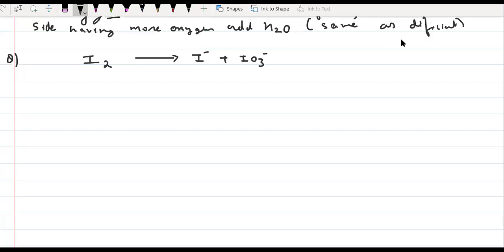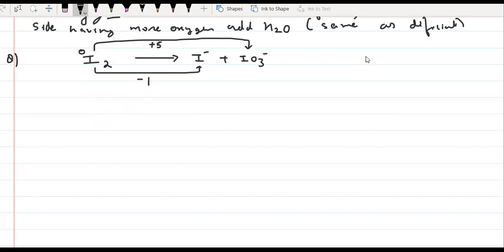Disproportionation, right? Not decomposition. Disproportionation reaction. Very good. So what you have to do, just check. This I2 is converting into I minus, so the charge here was 0. From 0, it is going to -1. And here, from 0, it is going to what? +5.